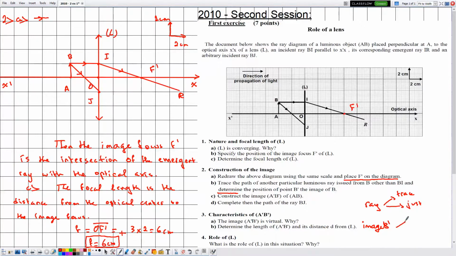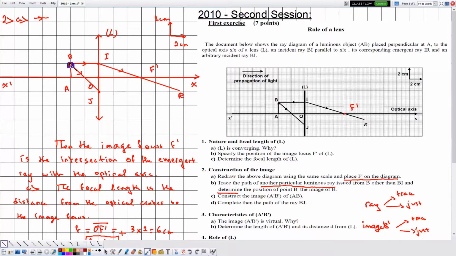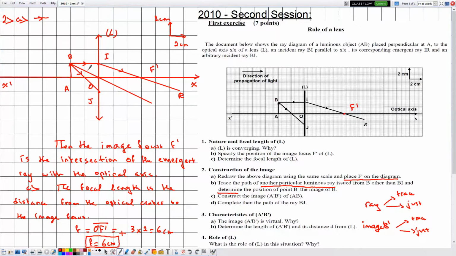And we need to trace the image B prime and justify it as well, using the path of another particular luminous ray, okay, other than BI. So here the easiest one that we can consider is passing through the optical center. And we know that this ray will emerge without deviation. So now we have done the tracing of this ray. Now let's do the justification.